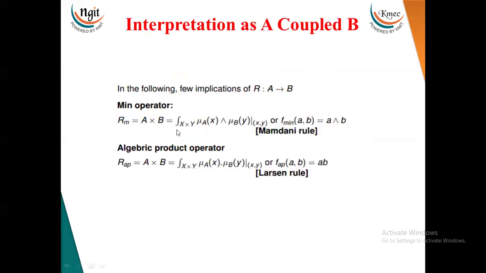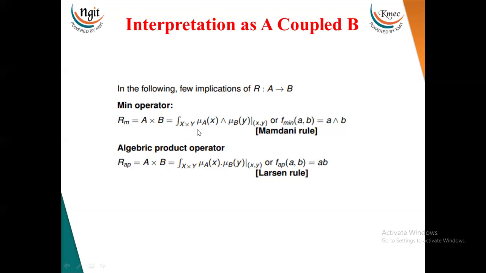So, interpretation of A coupled B. When we are talking about the min operator, A implies B, we can use A coupled with B or A entails B. The previous one was A entails B; this is A coupled B. This can be calculated as the Mamdani rule.